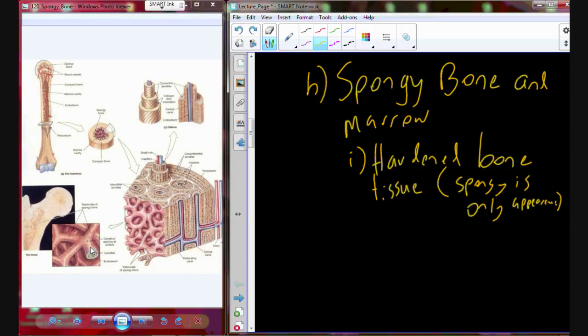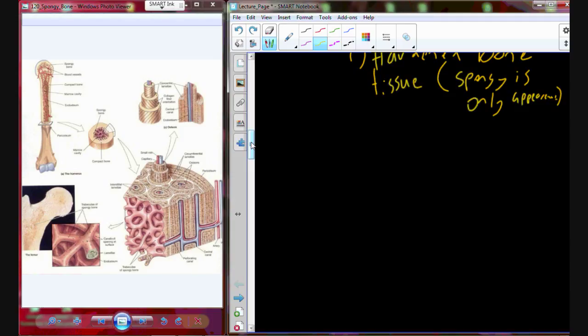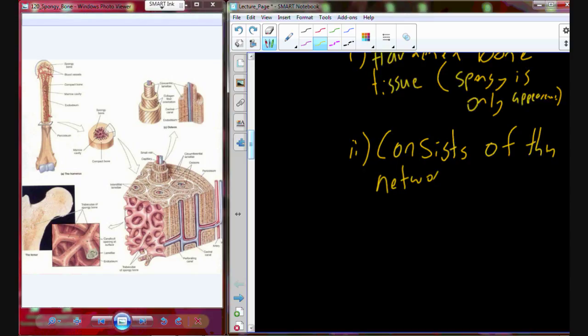So just trying to set the stage here: compact bone is hard and spongy bone is soft in appearance, but they're both very hard because they're both calcified, and they both have the minerals deposited on their collagen fibers. Spongy bone, to get that spongy appearance, consists of a thin network. If you consider this a piece of the network, and this is another piece, and here's a couple other pieces, those pieces of the network are called trabeculae.